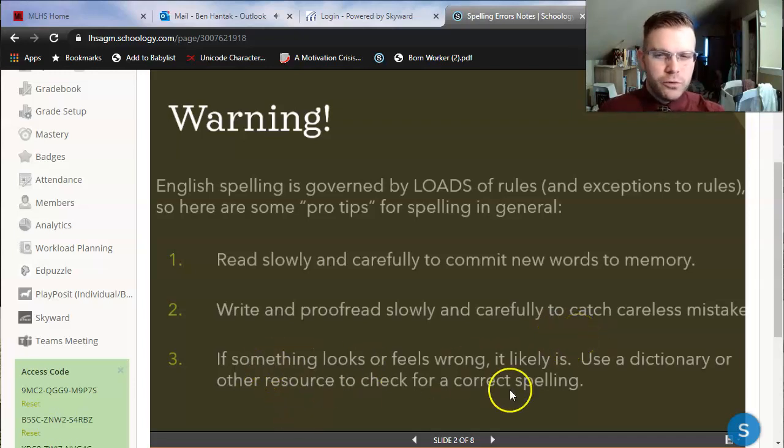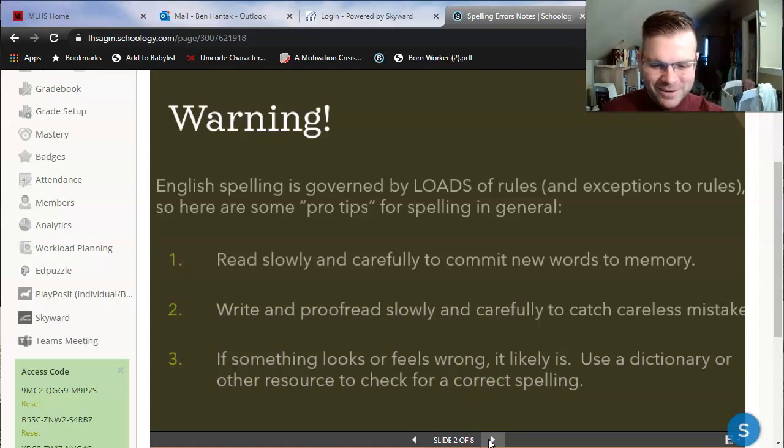And really the third rule of thumb with spelling in general is that if something looks or feels wrong in writing, it likely is. Obviously there are exceptions to that rule, but if you look at a word and you're like, is that really how it's spelled? It's likely misspelled. Use a dictionary or another resource like Google to check for a correct spelling if you're not sure. There's no shame in using your resources to help you spell.